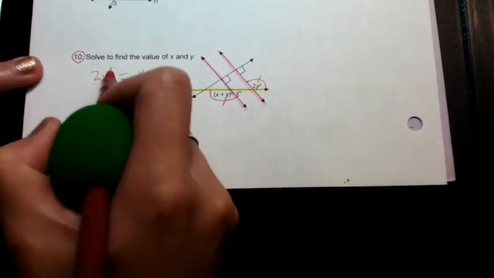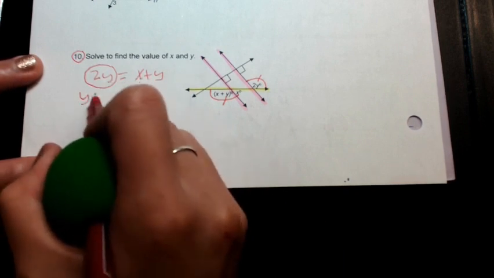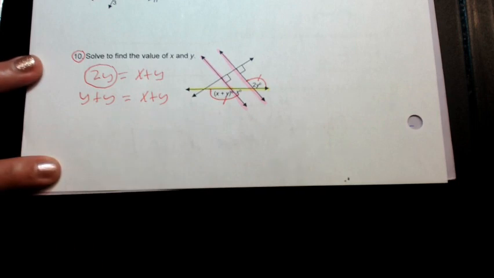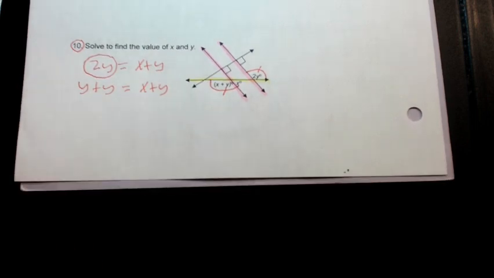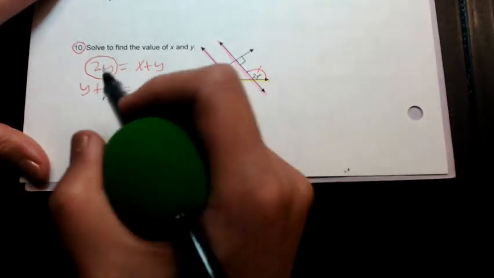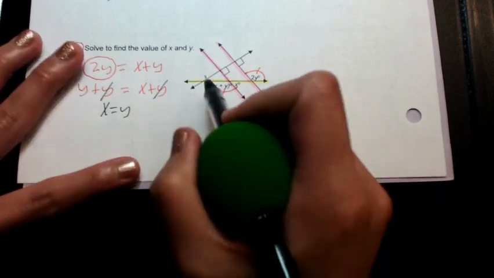So let's rewrite this right here, because you're going to go, oh, this makes sense. I'm going to separate this as y plus y is equal to x plus y. Oh, I didn't really have to do that. I had to subtract it, right? Oh well. This is another way. Y's go away. So what do I know about x and y? They're the same.